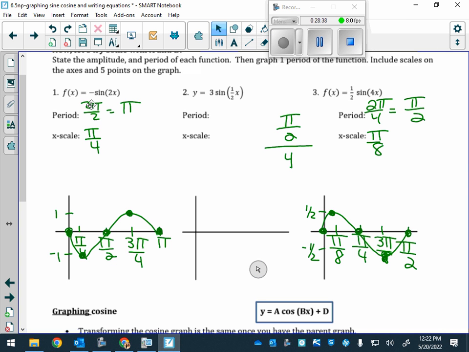Any questions? Andrew? Do you have to simplify for this period, or do we just take that? Take 2 pi over 4 and then divide by 4. You can, just make sure you simplify in the end. Okay? All right.